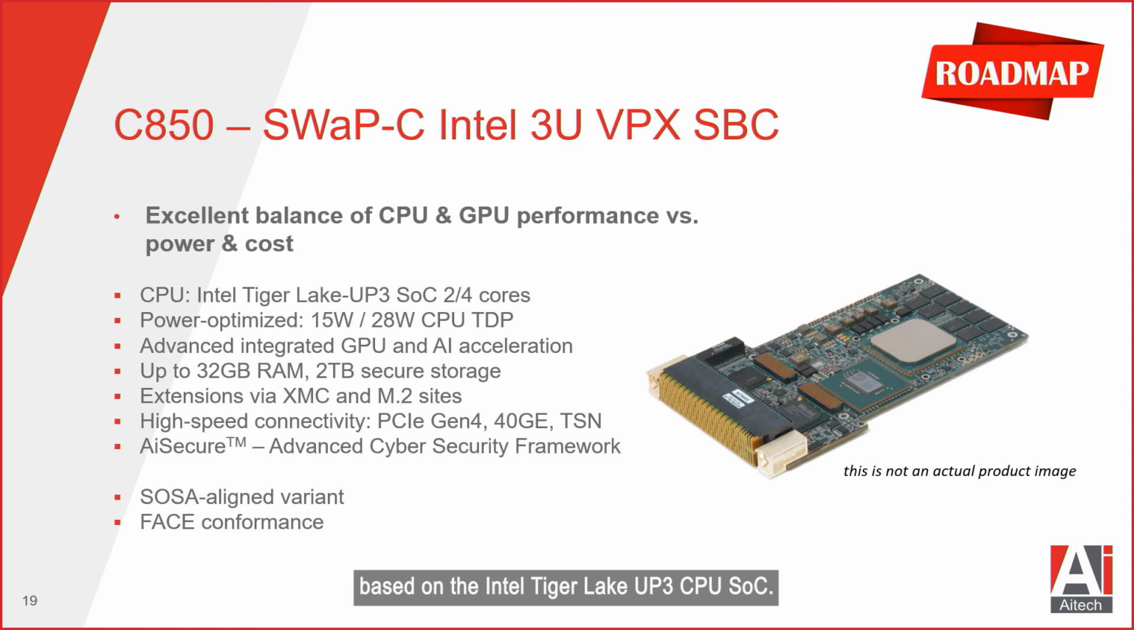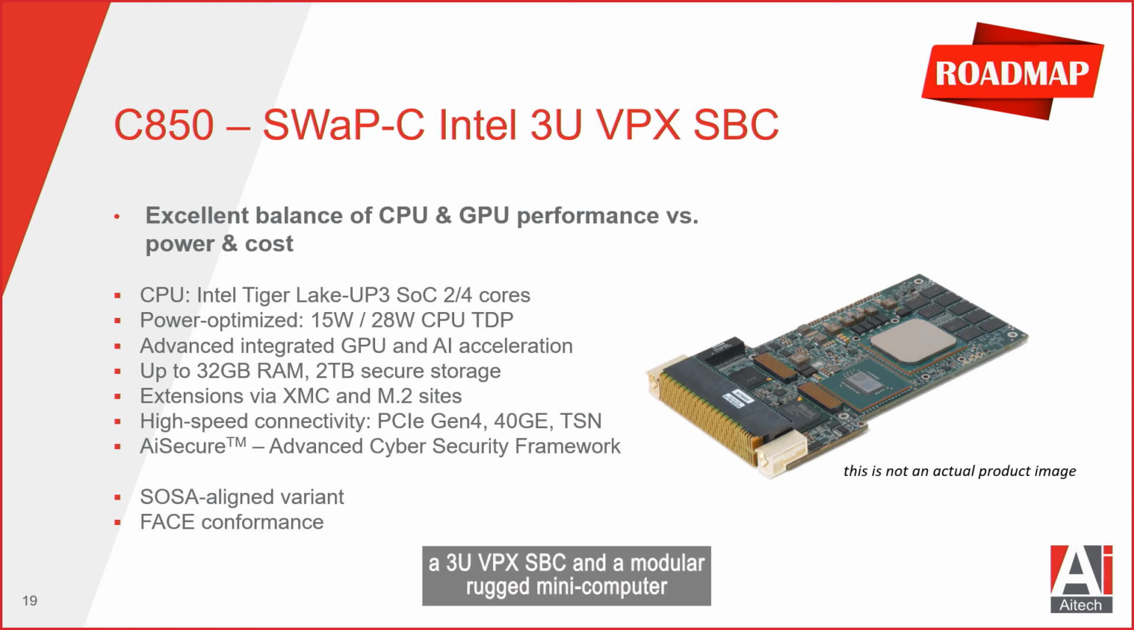And iTech is now working on 2 exciting next generation products based on the Intel Tiger Lake UP3 CPU SoC: a SWaP-C SBC and a modular rugged mini computer. C850 is a SWaP-C SBC providing an excellent balance of CPU and GPU performance versus power and cost. It features 32 GB of RAM and up to 2 TB of M.2 storage. It also features additional M.2 and XMC sites for further extensions, as well as our advanced cybersecurity frameworks, which we already covered.